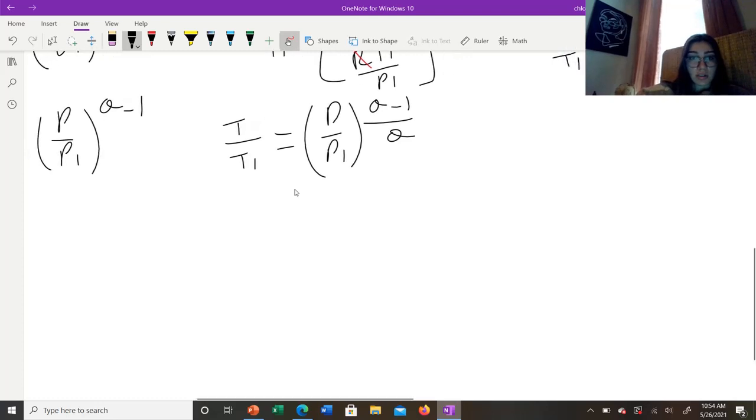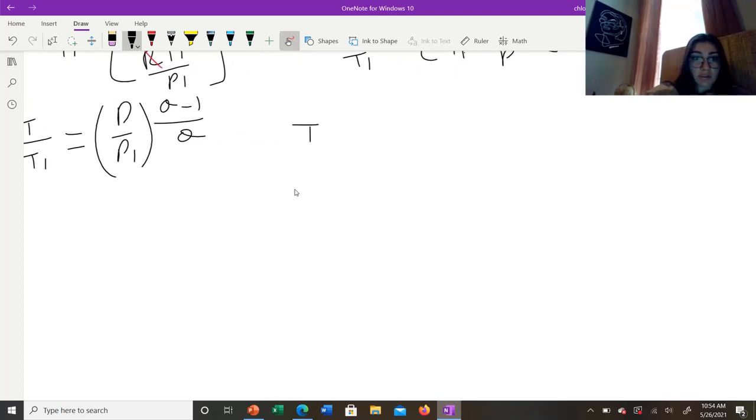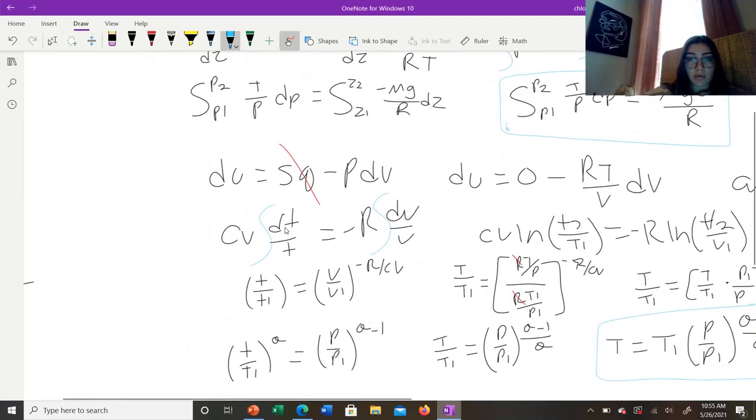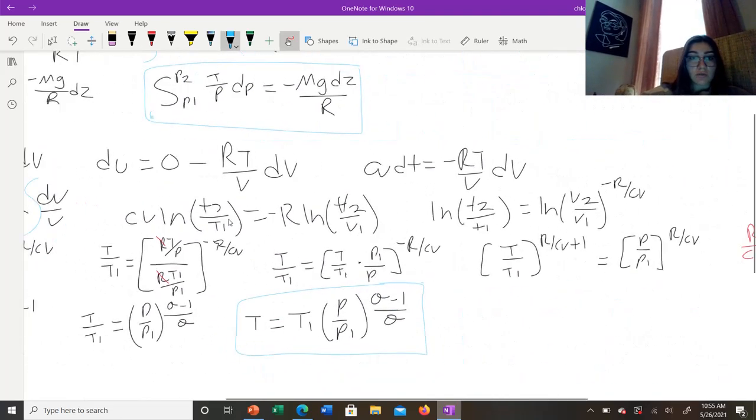And then the last step, we're just going to multiply the T1 over. So we're going to have T equals T1 times P over P1 to the gamma minus 1 over gamma. So this is what we were hoping to find, an equation just in relation to temperature. So let me zoom out so we can see what we were working with.